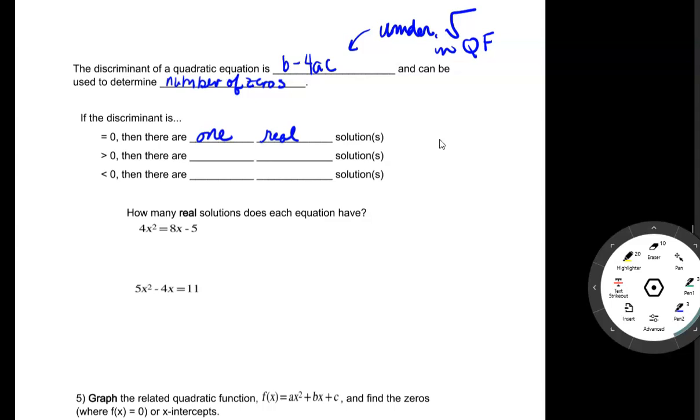Okay, the second possibility is that what's under there is positive, greater than 0. If it's positive, you're going to have plus or minus the square root of a positive number. Square roots of positive numbers are real. And since we have the plus or minus, it is two real solutions. And finally, if it's negative, then we have plus or minus the square root of a negative number, and that is two imaginary solutions.